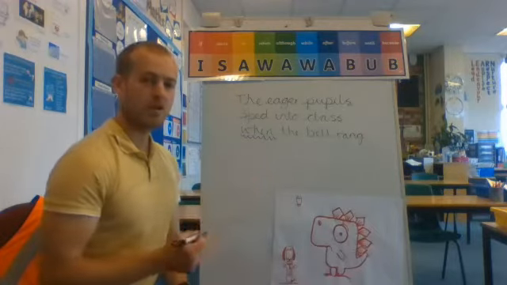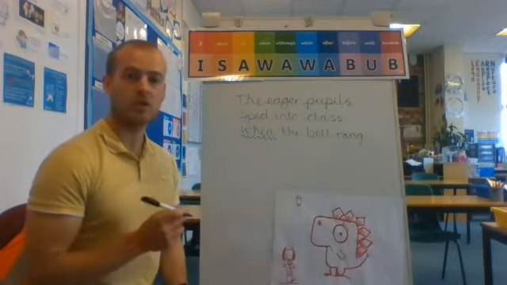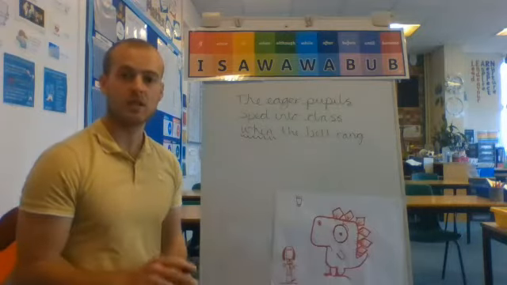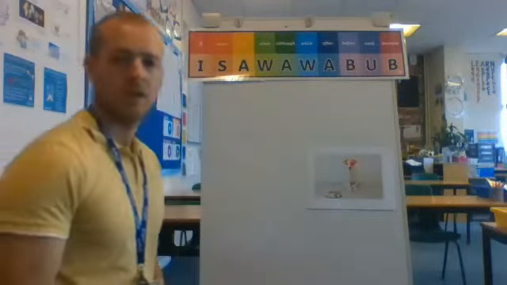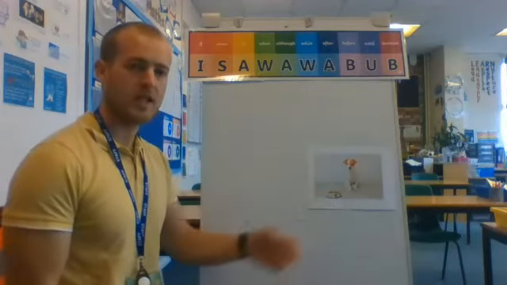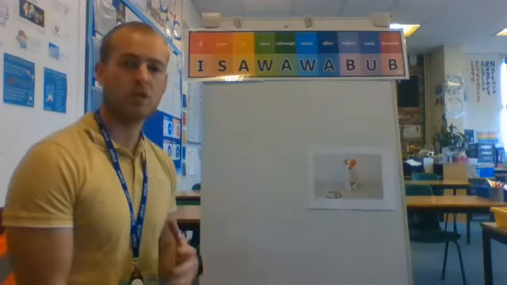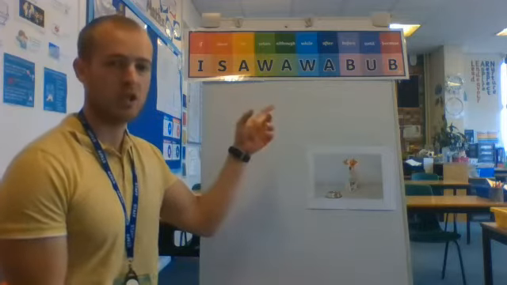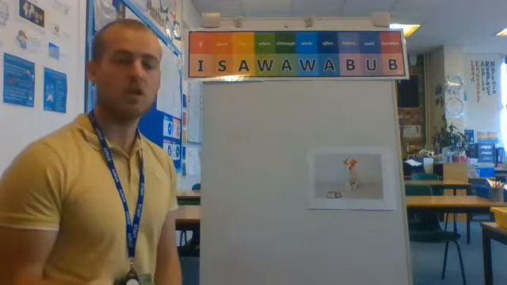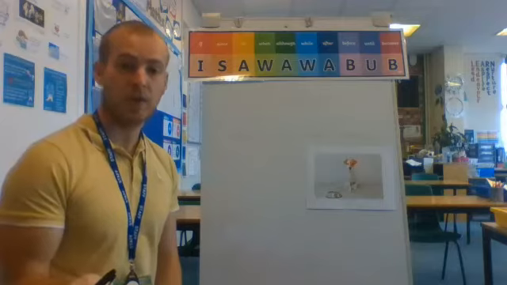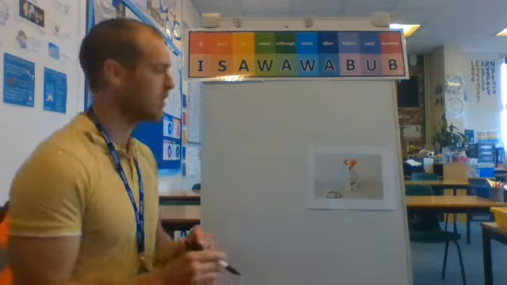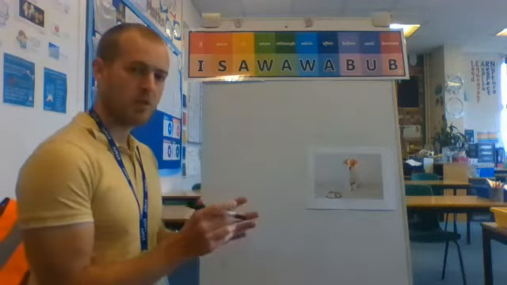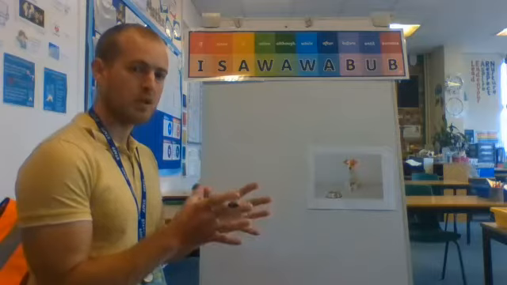Okay, what I'm going to do now is get a little picture up for you. What I'd like you to try and do is have a go at writing some sentences of your own. Okay, then Year 3, here's a picture of a dog waiting to eat his food. I'm going to model a sentence to you using a subordinating conjunction, and then I want you to have a go at doing this at home with a parent, on a piece of paper, pencil, however you want to do it really. Okay, so here's my sentence, remembering that subordinating conjunctions join two main clauses together.